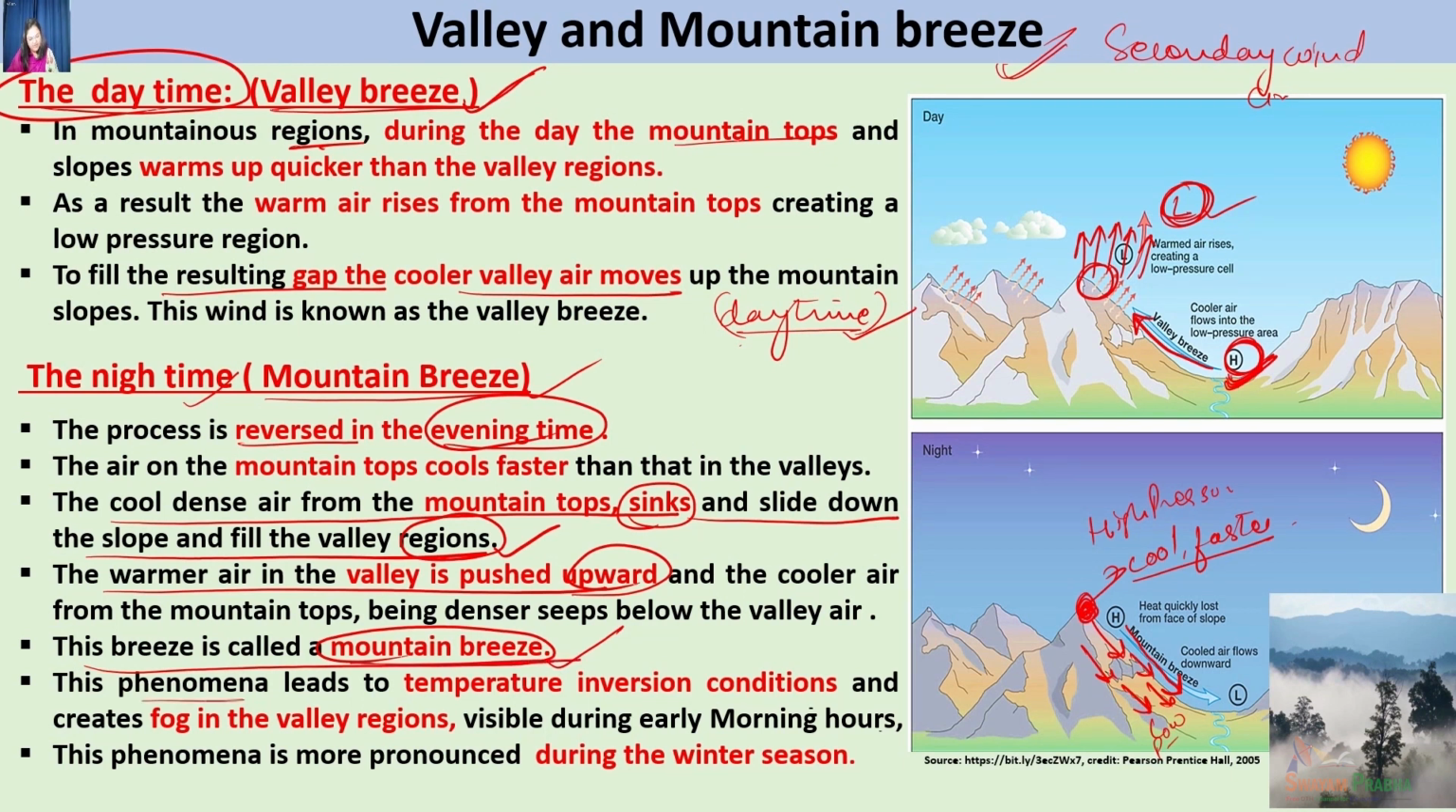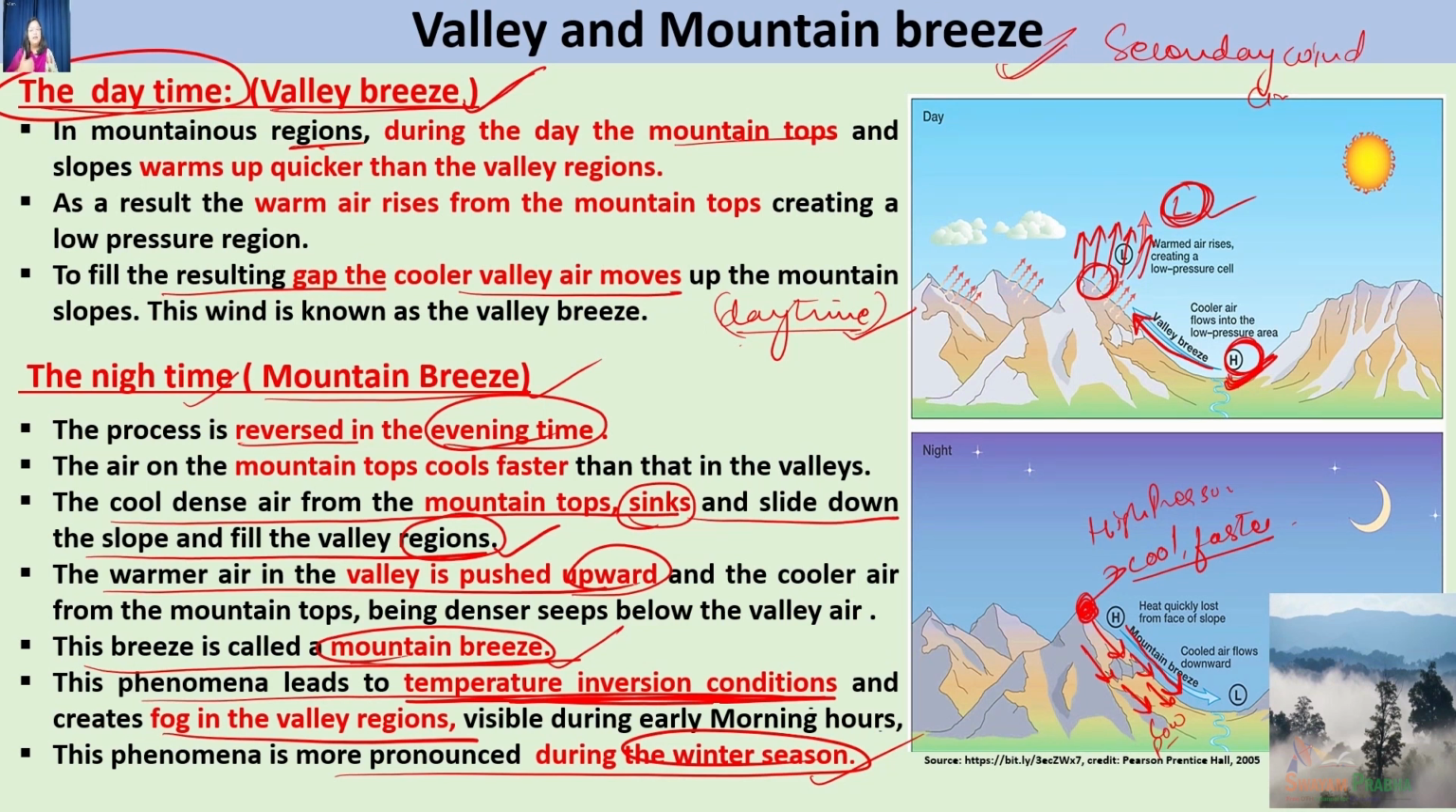And this phenomenon leads to temperature inversion conditions and creates dense fog in the valley regions, which is visible in many areas during the early morning hours also. And this phenomenon is more pronounced during the winter season. Of course, why? Because during the winter you have more dense, more cold winds which blow from the high mountain tops towards the valley bottoms, and it takes time for that cold dense air to dissipate once the sun rises during the morning time period also.